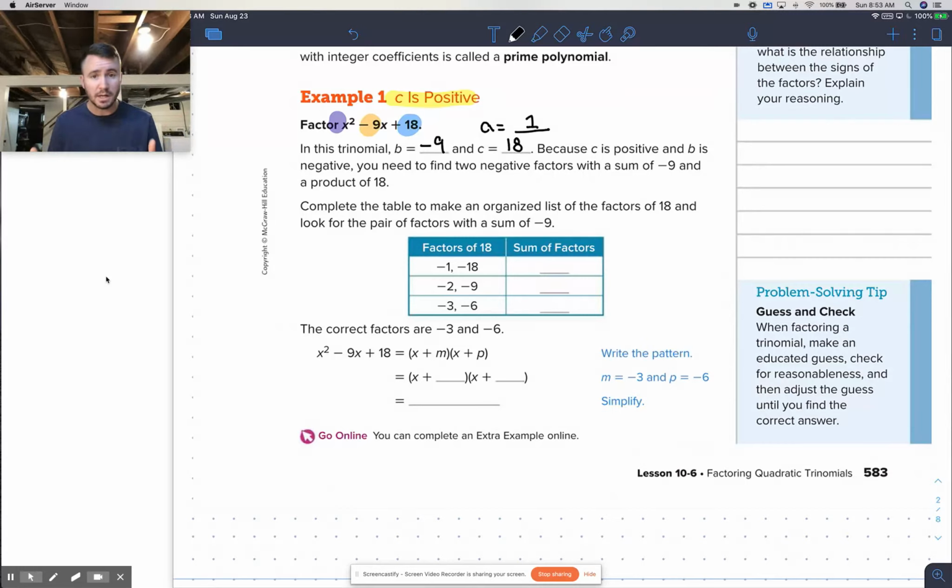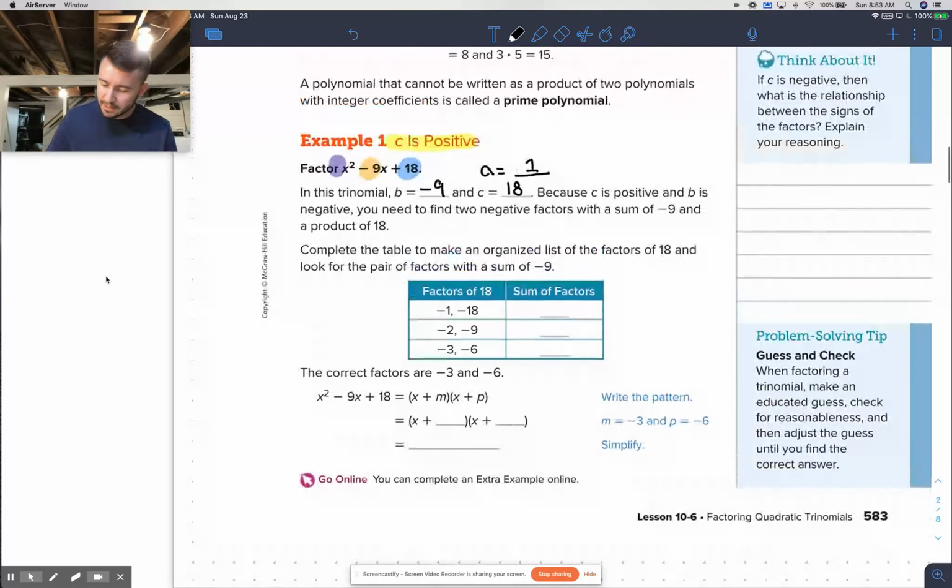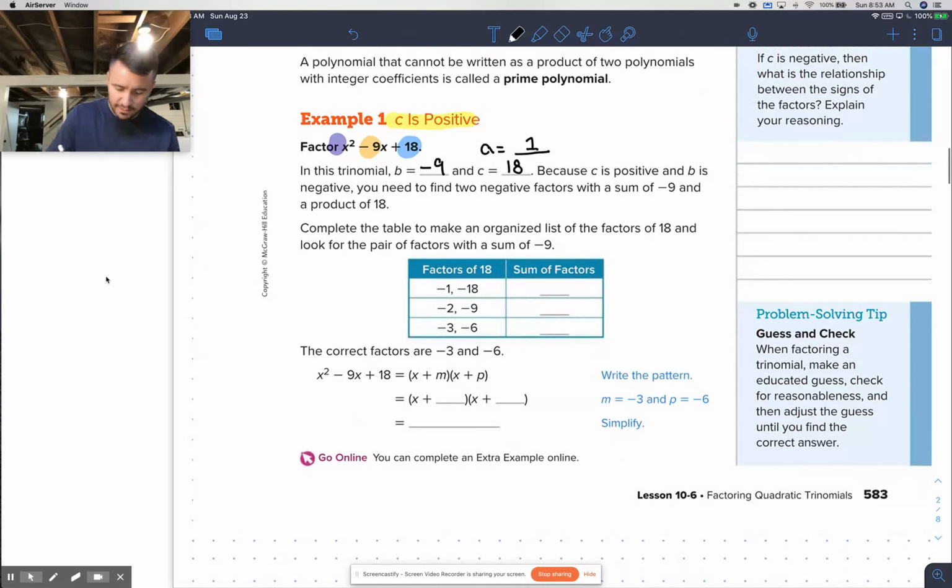So because C is positive, B is negative, you need to find two negative factors with a sum of -9 and a product of 18. So what they're saying is you need to find two numbers that multiply to become 18, and they combine to -9.